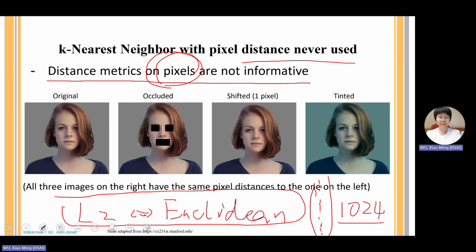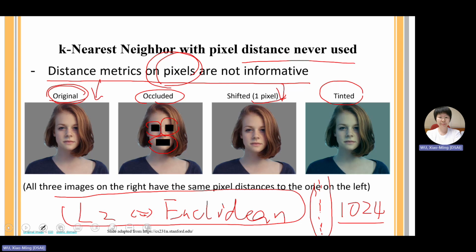So we should never use them. Why? For example, this is an input image, the original image. If we mask the eye region and the mouth region, we create an occluded image. This image is the shifted version of the original image, shifted by only 1 pixel. This one is the tinted version, where the color tone of the image has been modified.